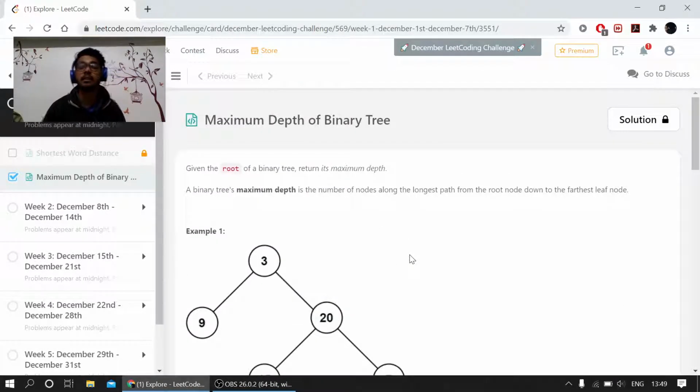Today is December the 1st and we are back with LeetCode December's challenge. And this question was really easy. We just needed to find the maximum depth, the height plus one, of a binary tree.